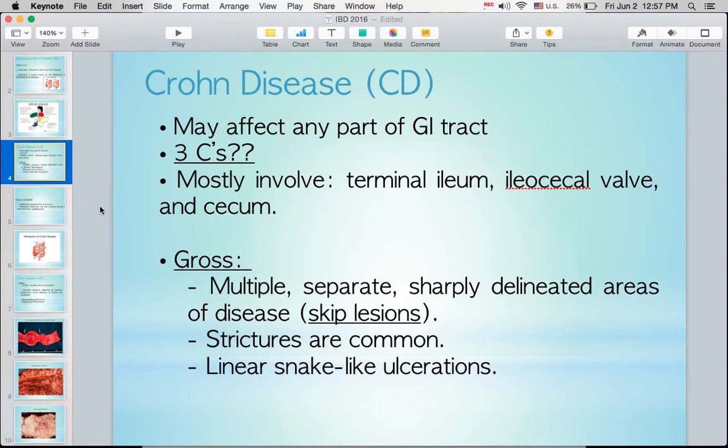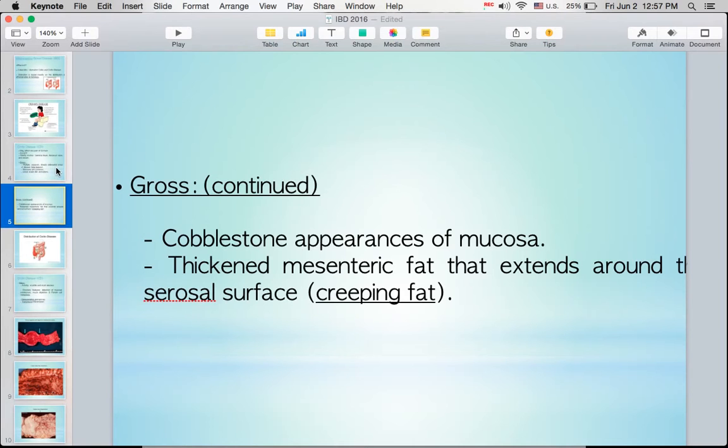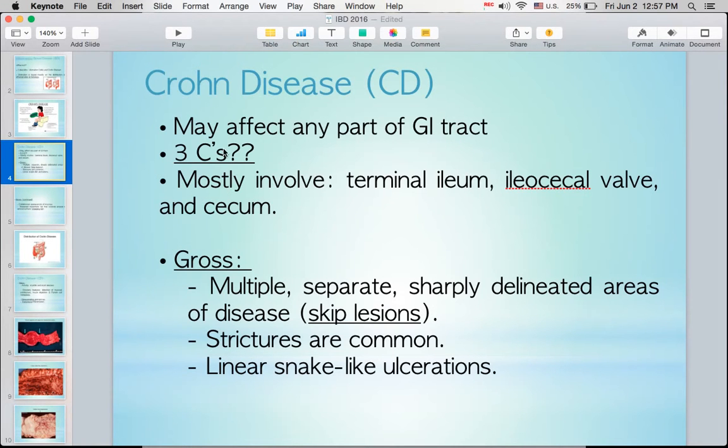The first one is the creeping fat. The second one is going to be corticosteroids. This is one way in which we can treat Crohn's disease. And then finally, the third C, which is going to be the cobblestone. Creeping fat, cobblestone, as well as corticosteroids. These are the 3 C's that you have to keep in mind instantly whenever you mention or read Crohn's disease. Now, how would it look grossly?